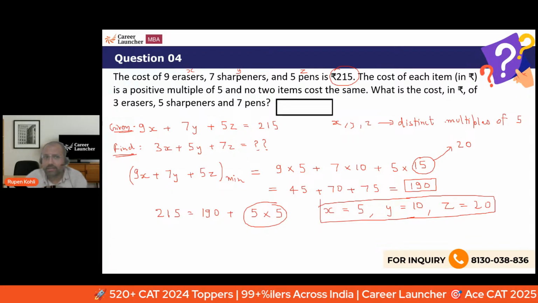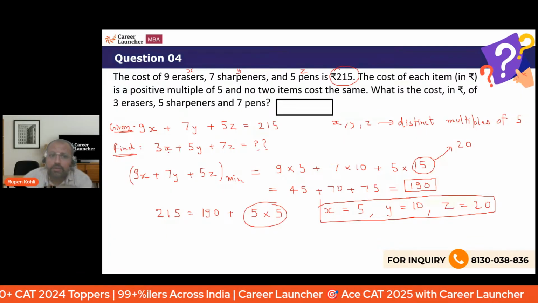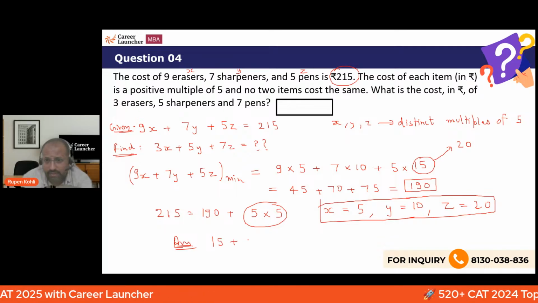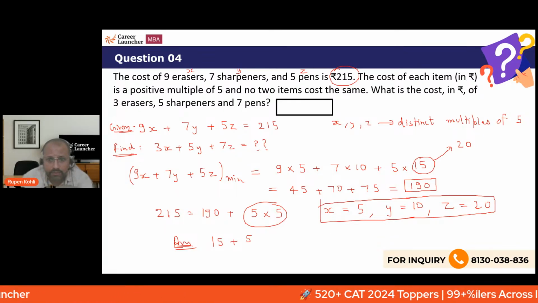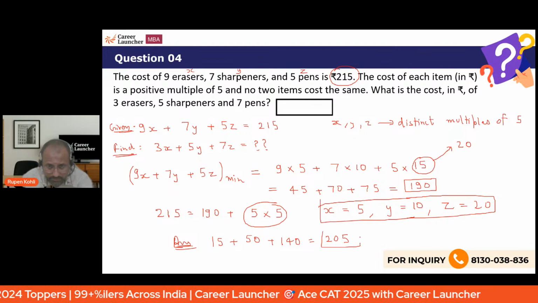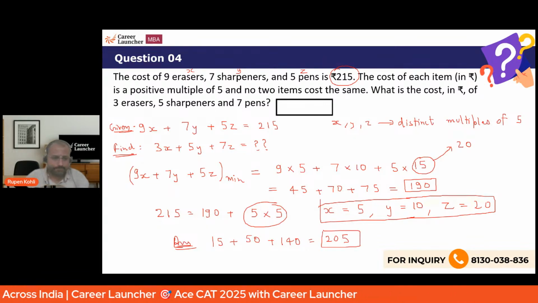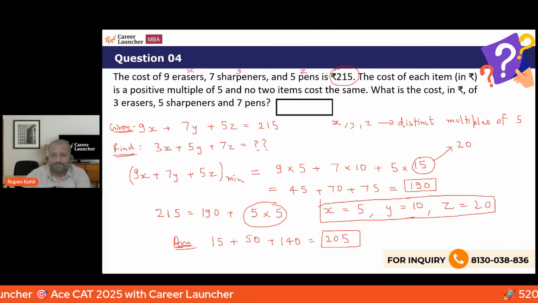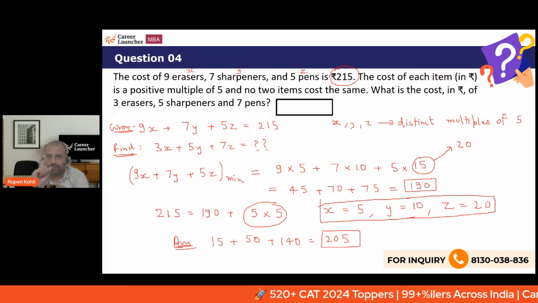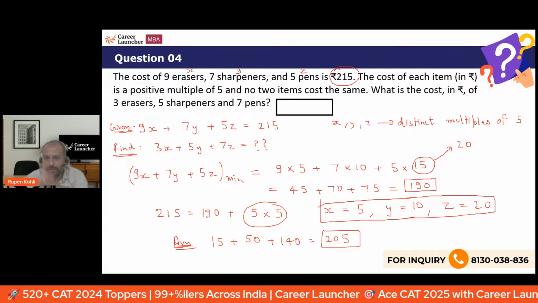Therefore, the answer to the question is the value of 3x plus 5y plus 7z, which we can finish. So our answer is 3 into 5, 15 rupees, plus 5 into 10, 50, and 7 into 20, 140. 140 and 50 is 190, and 190 and 15 is 205 rupees. Wonderful. So next time you get this one equation, 3 variables, don't run away from the question. Think of this logic. It might work.